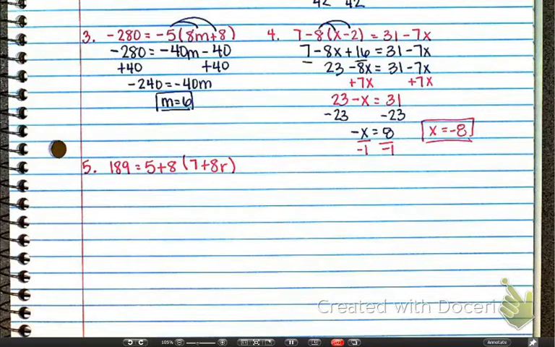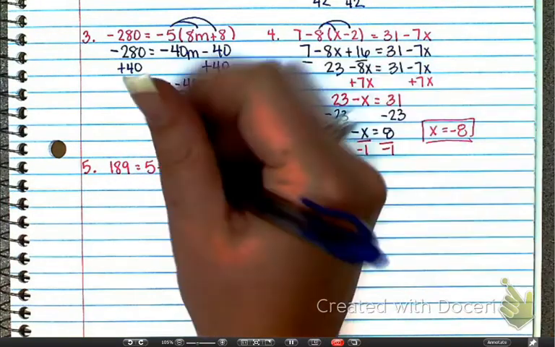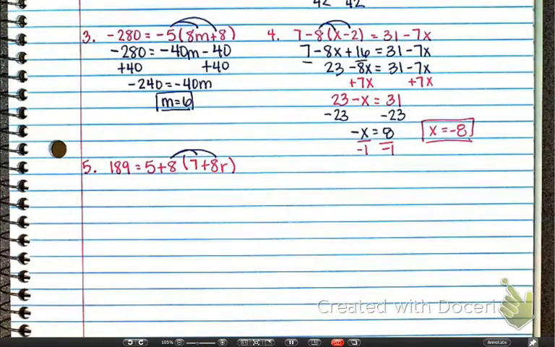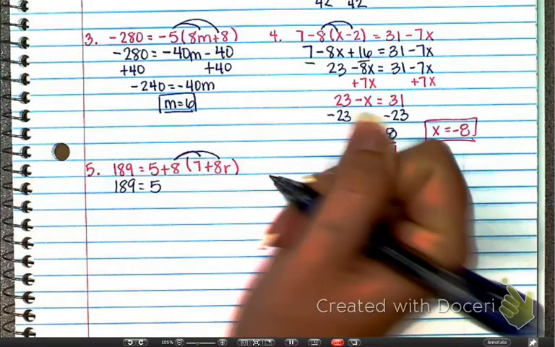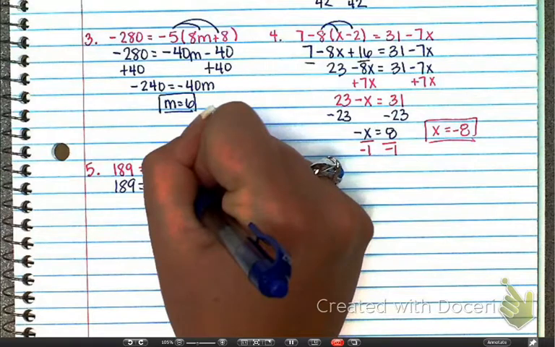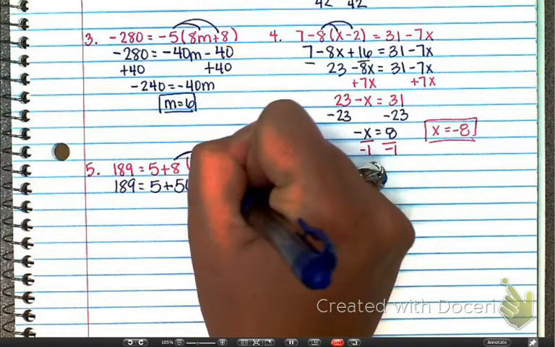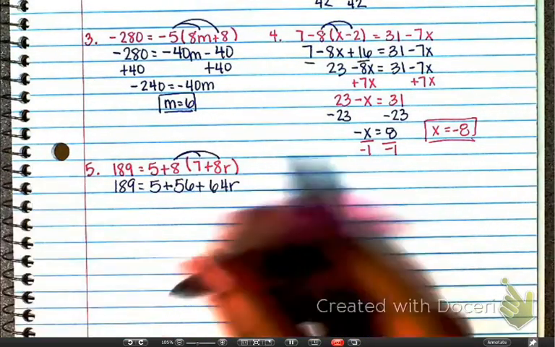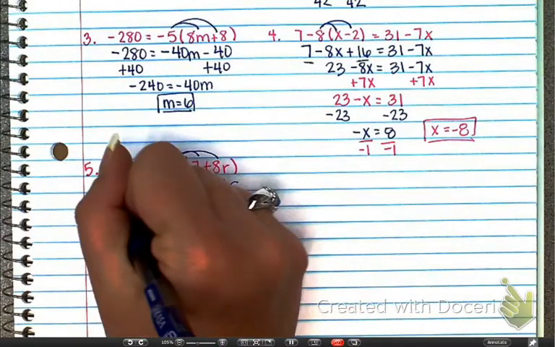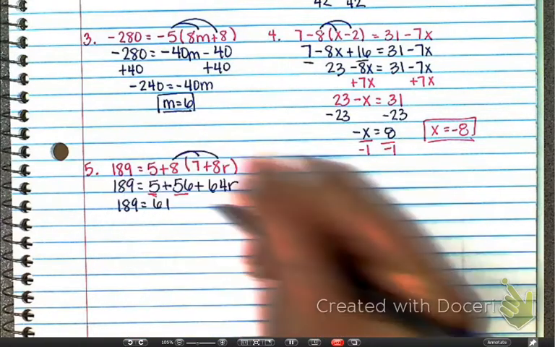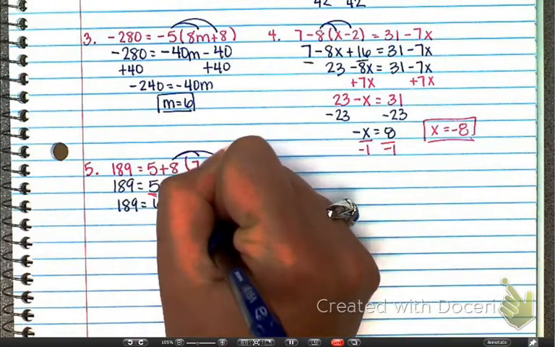Okay. We need to distribute first before we can do anything else. So 189 equals 5 plus 56 plus 64R. My like terms now are 5 and 56. So 189 equals 61 plus 64R.